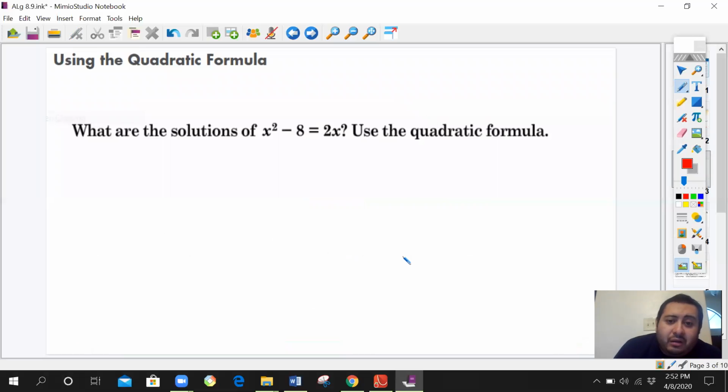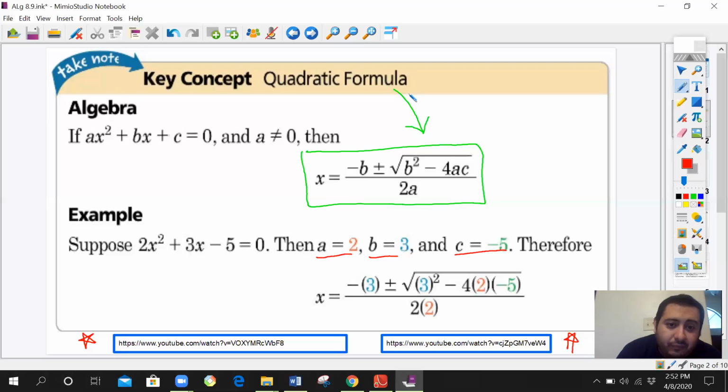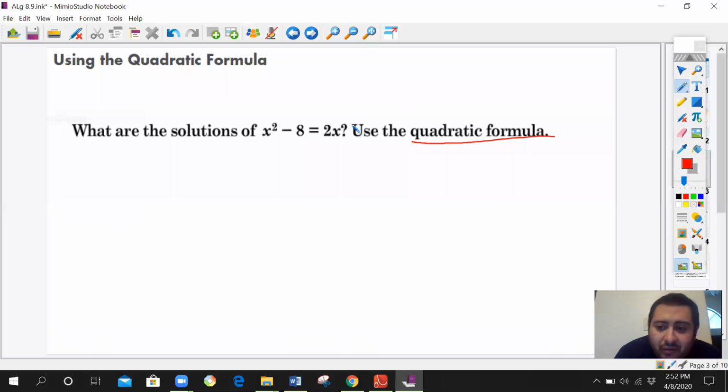So what are the solutions of x squared minus 8 equals 2x? Use the quadratic formula. All right, so first things first, we need to set the expression equal to 0. We need to move the 2x to the other side, so we subtract 2x from both sides. Therefore, we end up with x squared minus 2x minus 8 equals 0. Make sure you put it in standard form.